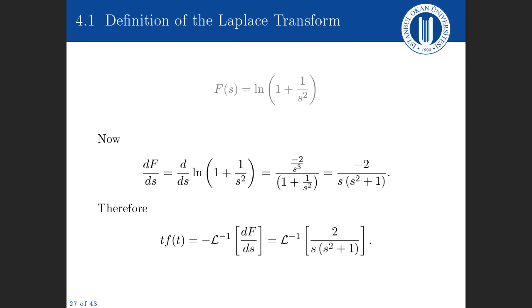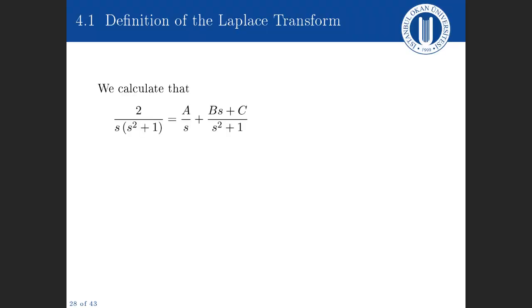To proceed, we need to use partial fractions. We need to write the function 2 divided by s squared plus 1 in partial fractions. I'm going to revise partial fractions very quickly here. This should be revision for you from Mathematics 2. You should know everything I'm doing here, so I can go through quite quickly.